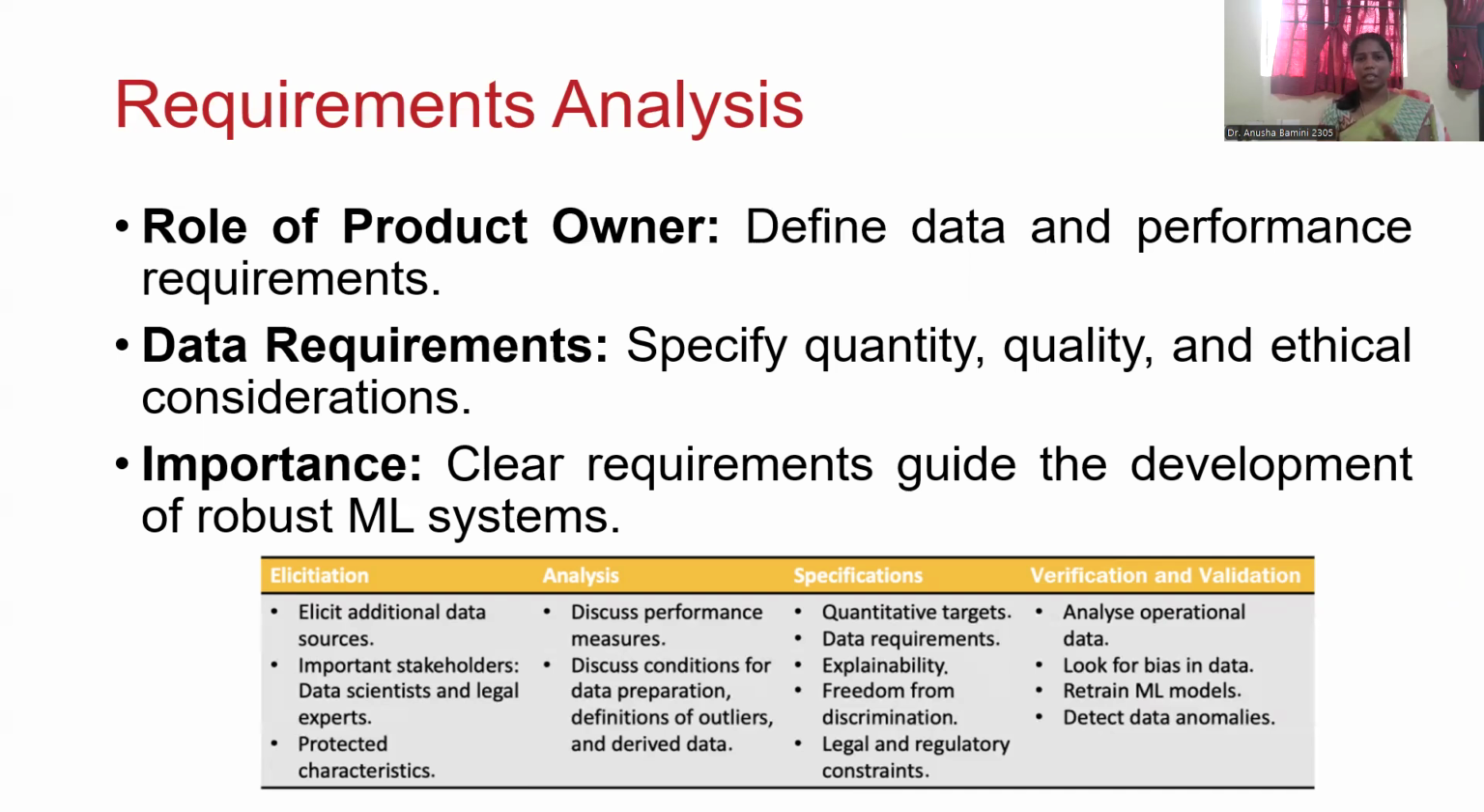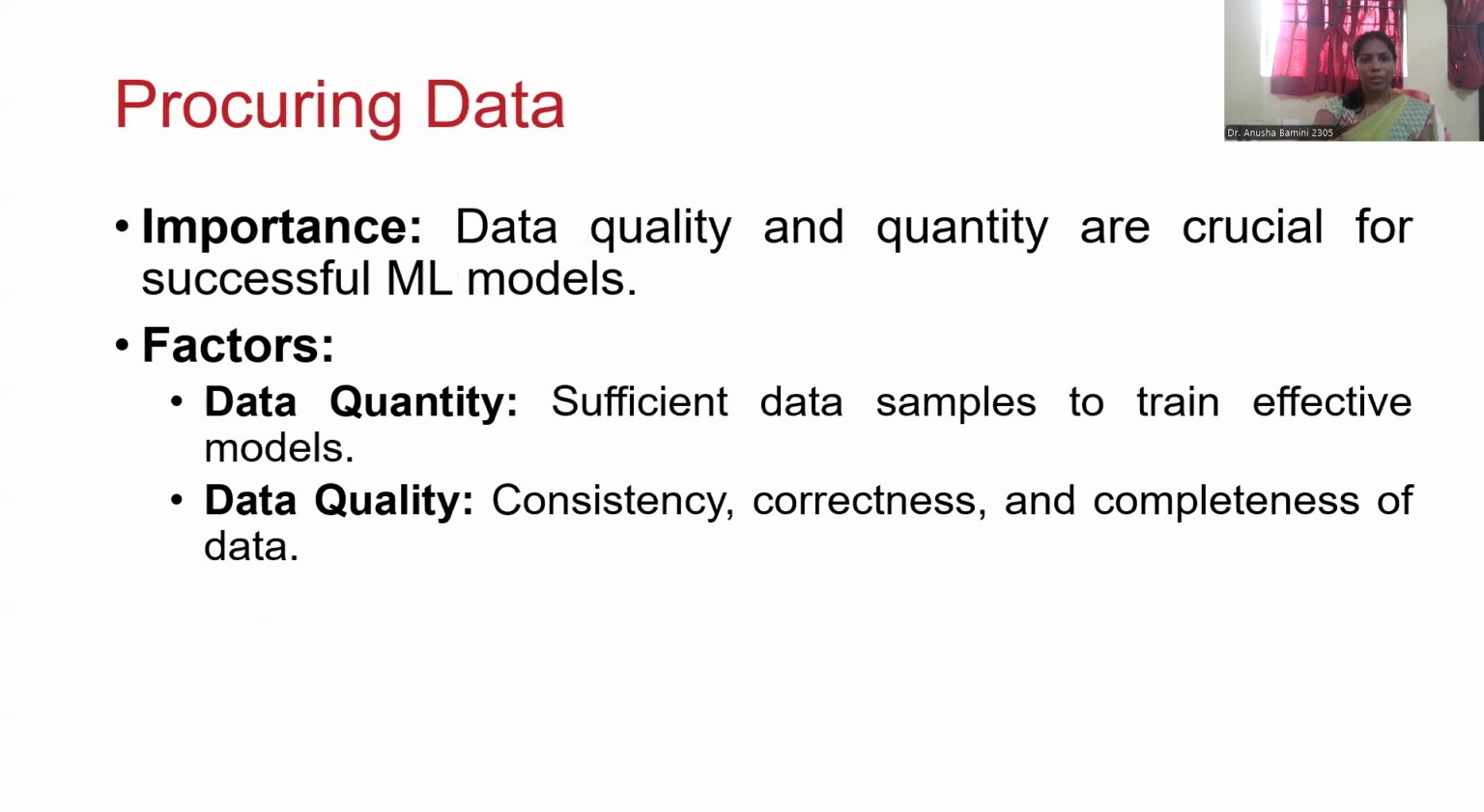What outcome he needs from the input data. Okay, that is the first requirement analysis. Then the second one is data requirement. For the data requirement, maybe we have to specify the quantity, quality, and ethical consideration. Quantity and quality we learned in the previous slide. Okay, quantity of data and quality of data.